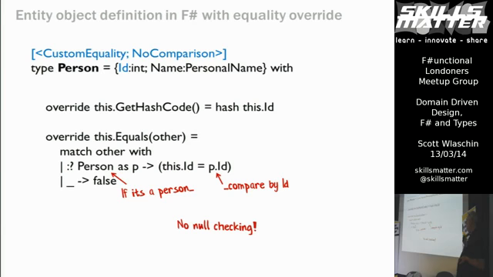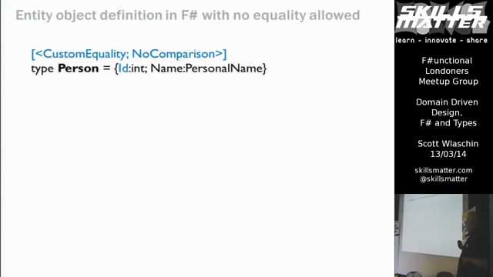No null checking. Now, I actually don't like using custom equality because with this person type, sometimes you might want to compare it by ID, but sometimes you might want to compare it by reference, checking if it's in a cache or something, especially if it's a mutable object. Sometimes you might want to say they're equal if they have the same name. So equality is not always obvious.